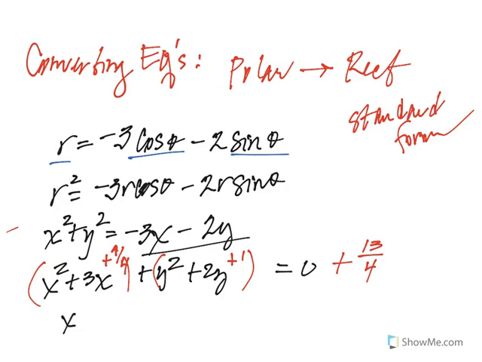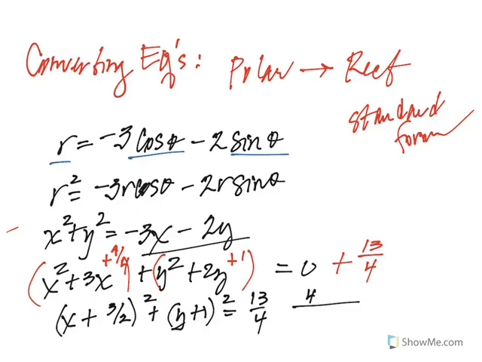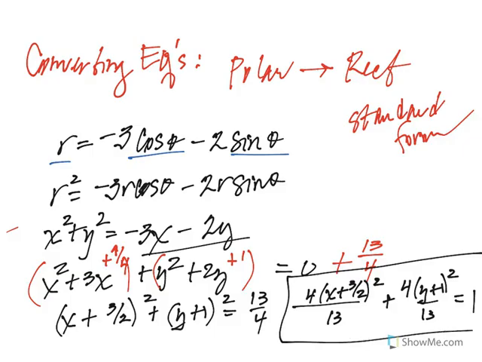And then I factor. So this will be x plus 3/2 the quantity squared plus y plus 1 the quantity squared is equal to 13/4. And of course I'm going to divide through by 13/4. That gives me 4 times x plus 3/2 the quantity squared over 13 plus 4y plus 1 squared over 13 is equal to 1. And that's your ellipse form in rectangular. There's your answer.